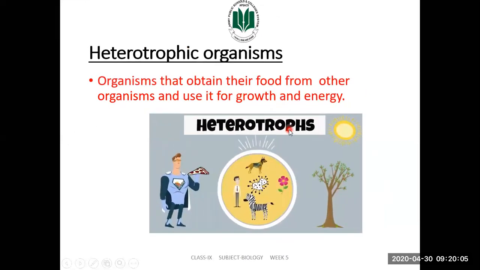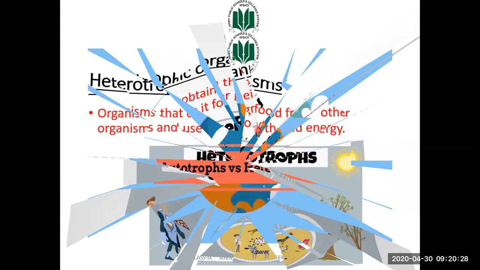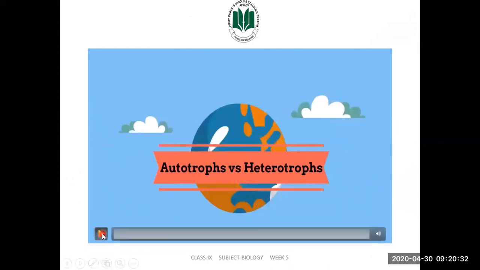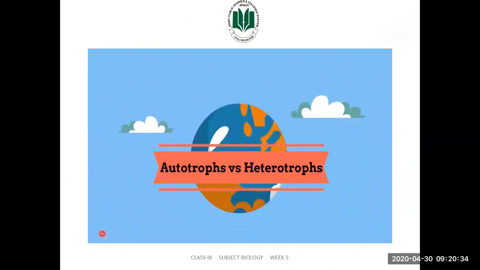Now coming towards heterotrophic organisms, what are those organisms which obtain their food from other organisms and use it for growth and energy? These are known as heterotrophs. We humans are heterotrophs. Animals like dogs and zebras too, because zebras eat grass and plants. Humans eat plants and meat as well. So these all are heterotrophs, which get their food from living organisms. So let's have a look at this video so we are clear about our concept of autotrophs and heterotrophs.